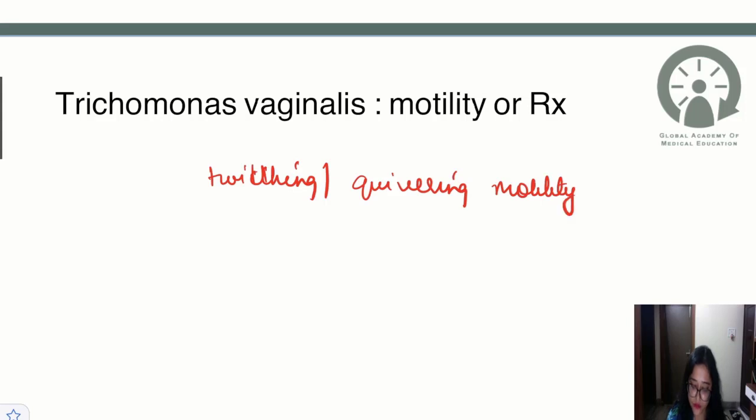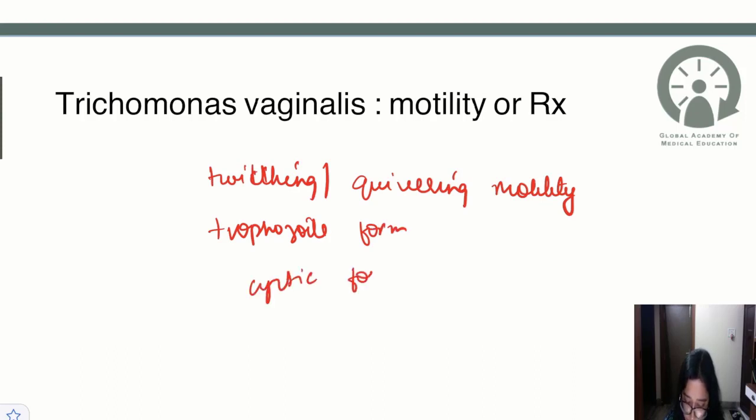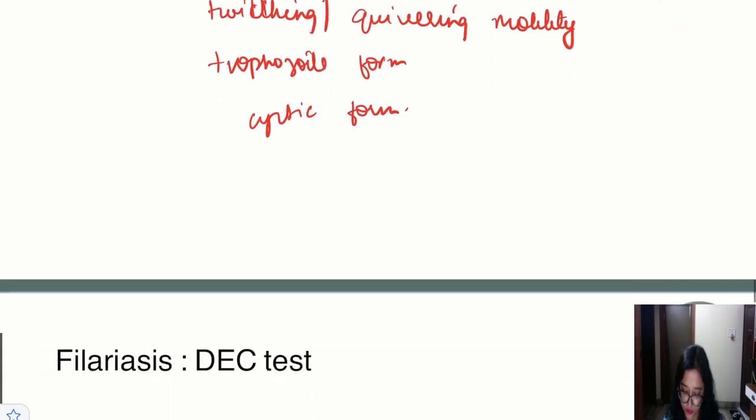and also twitching and quivering motility, and also there is only one form of Trichomonas, which is the trophozoite form. So if they had mentioned the cystic form, then it was probably a wrong answer, and the answer will be trophozoite form seen in wet mount with twitching or quivering motility.